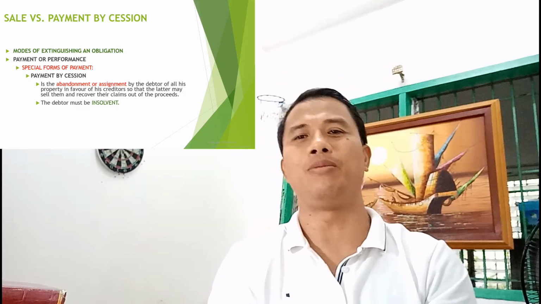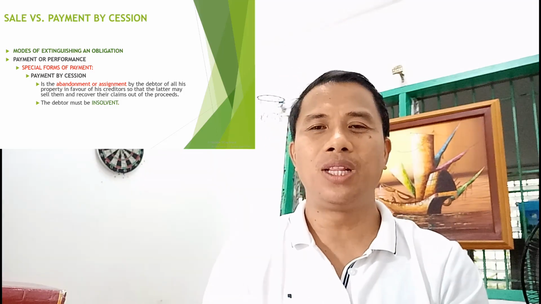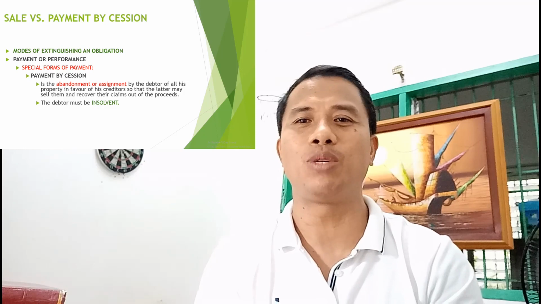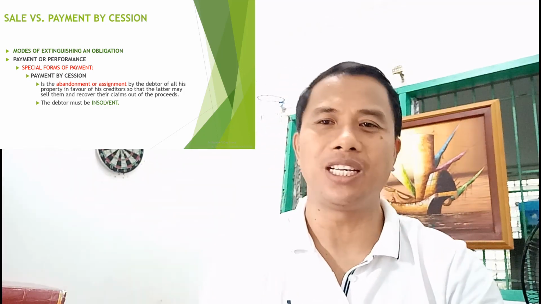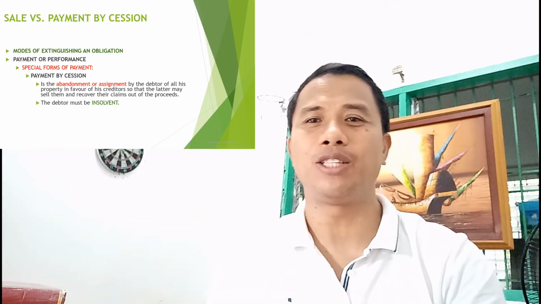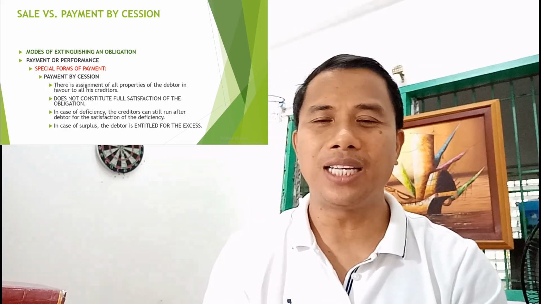Since it is a special form of payment under the law on obligations and contracts, payment is a mode of extinguishing the obligation. That is why dacion en pago and payment by cession are all for the purpose of extinguishing the obligation. What is the situation in payment by cession? The debtor in this case is insolvent. When we say insolvent, it simply means the assets of the debtor are not enough to pay all of his liabilities. So the assets are not enough to pay all the creditors.